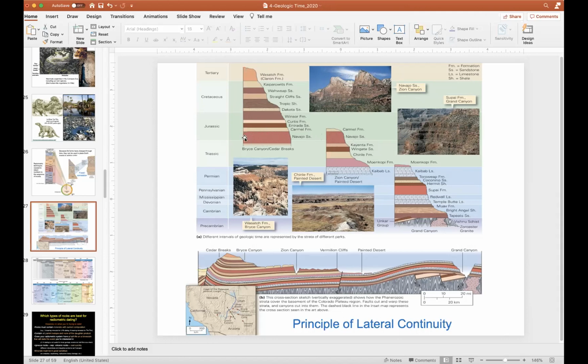So that's a terrestrial sandstone. So this is on land, not a marine sandstone, hence its red color, because it was oxidized with the oxygen in the atmosphere. Just a little side note.